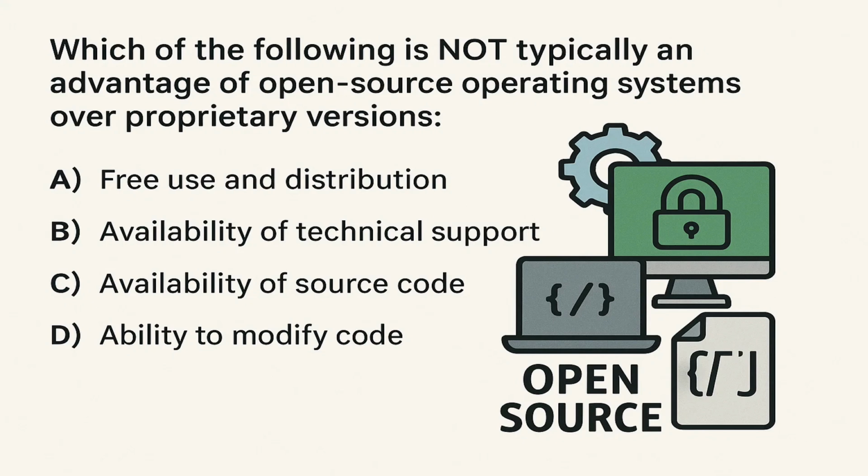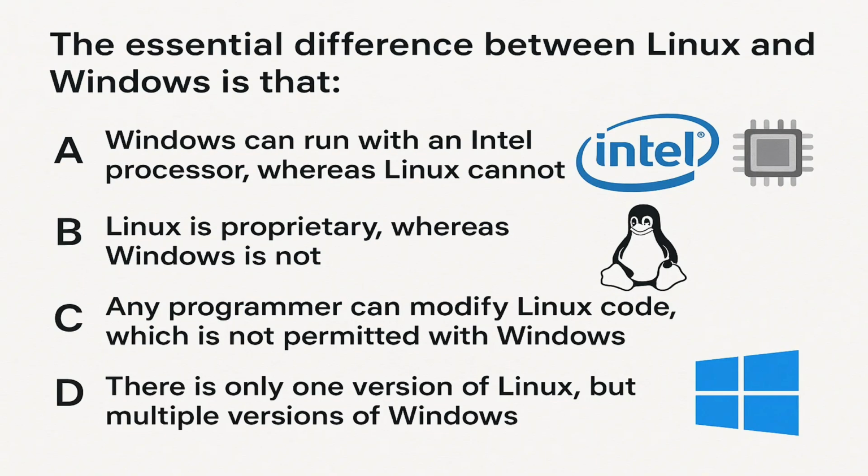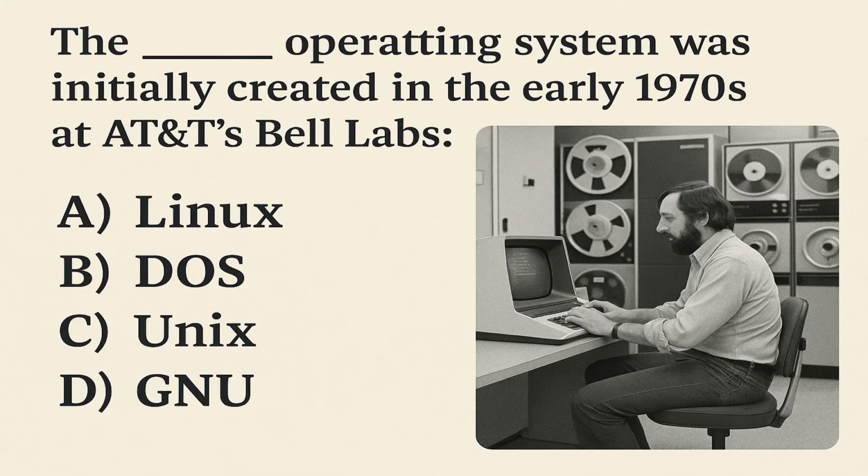Which of the following is not typically an advantage of open source operating systems over proprietary versions? Availability of technical support. The essential difference between Linux and Windows is that any programmer can modify Linux code, which is not permitted with Windows. The Unix operating system was initially created in the early 1970s at AT&T's Bell Labs. Unix.